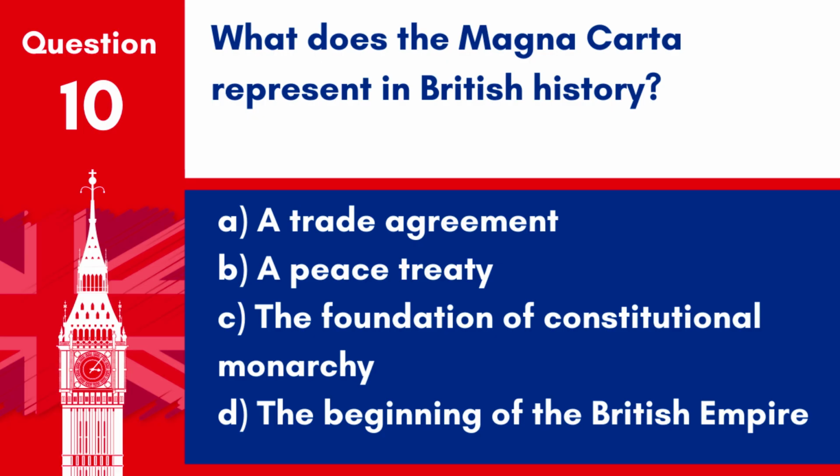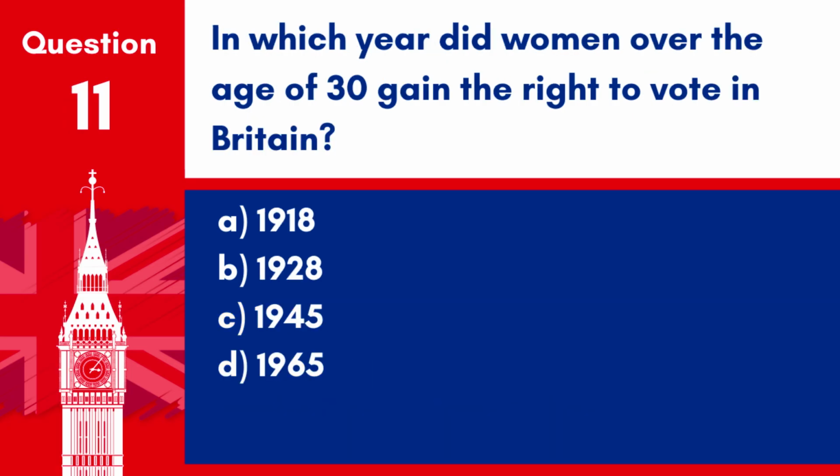Answer C. The foundation of constitutional monarchy. The Magna Carta is a cornerstone in the development of British constitutional law and monarchy. Question 11. In which year did women over the age of 30 gain the right to vote in Britain?